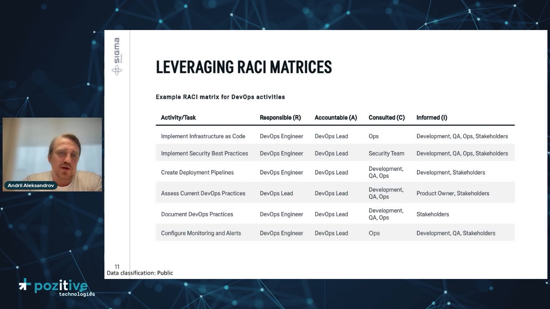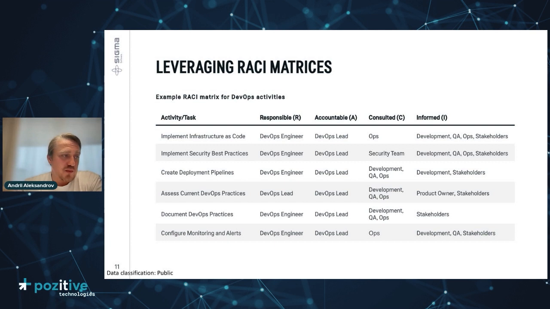Here we have a typical RACI matrix for a DevOps team. Here we have some activities. Here we have some responsible persons. Here we have some accountable people. Here we have some guys who should be consulted before we implement this activity or task. And here we have some informed people who should be informed about such activities.